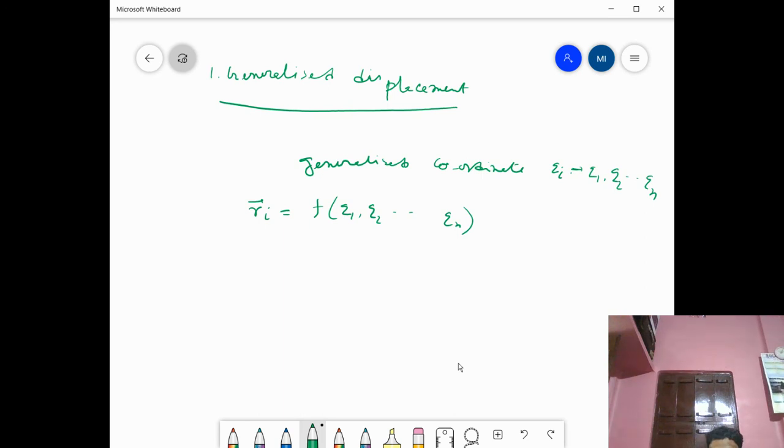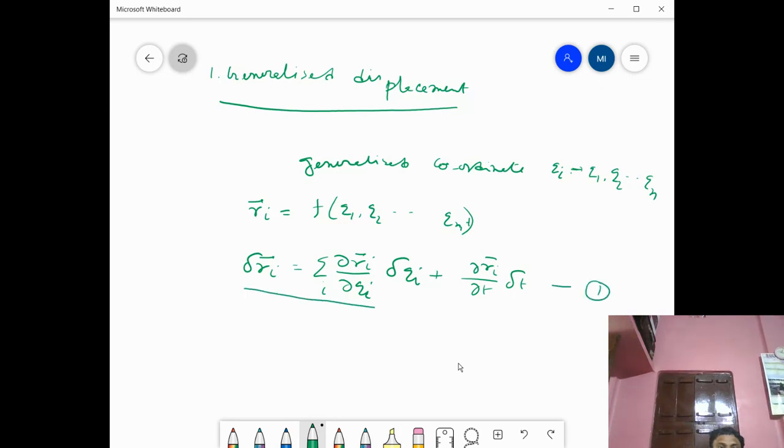Then the displacement delta ri, the generalized displacement, will be equal to summation over i of del ri by del qi delta qi, plus del ri by del t into delta t, since this can also be a function of time if the transformation involves time, right? I am writing this as equation 1. So this is the expression for generalized displacement.